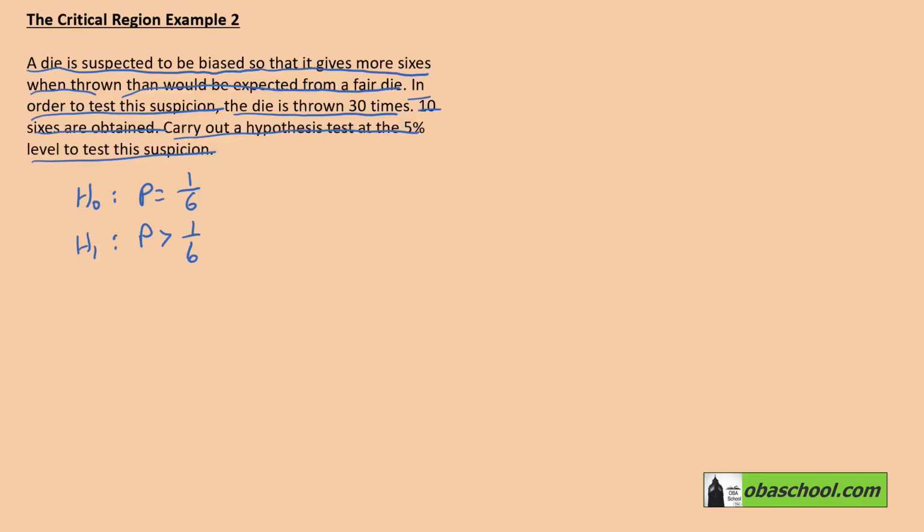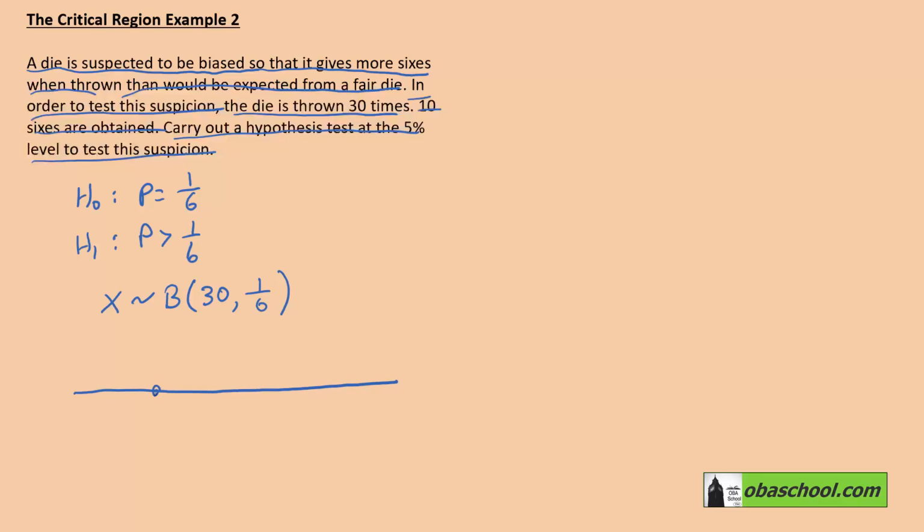Now what we need to do is define the critical region for a 5% test. Here, the number of sixes obtained would be a binomial distribution with 30 trials and a probability of success of 1/6.